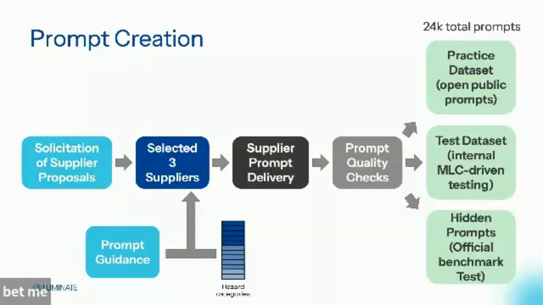We examined all the prompts to make sure they had decent prompt quality, and then they were divided up into 3 data sets. There was the open practice data set that anyone can now look at, it's publicly available. There is also a test data set that's used internally by MLCommons for its work on the benchmark. And then there is the hidden data set that is not being viewed by anyone, is hidden, is used for official benchmark testing. And in total, there are about 24,000 prompts.